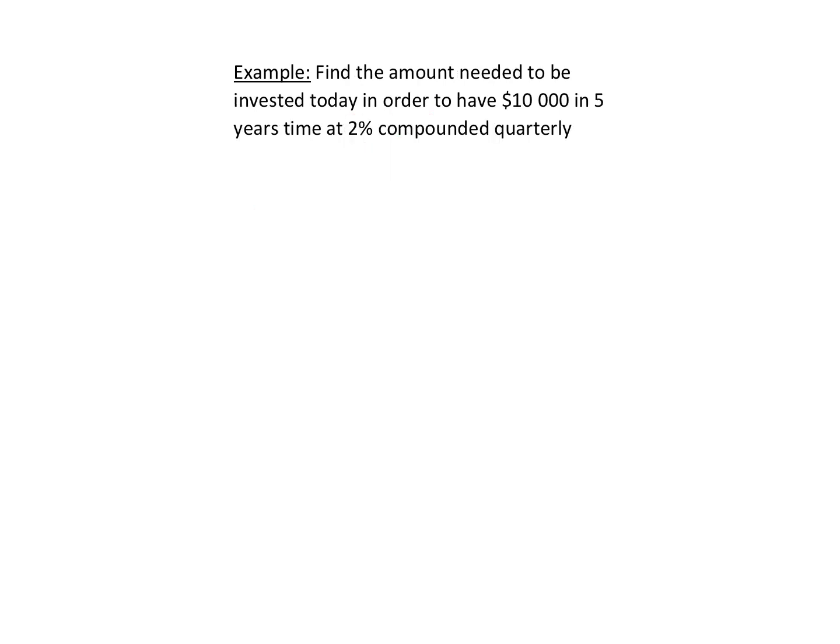Okay, the second example, find the amount needed to be invested today. So that means we want the starting amount. This time we want $10,000, so that's our end amount, in 5 years at 2% compounded quarterly. So my interest is going to be 2% compounded quarterly. So that's 4 times a year. So 2% 4 times a year. The n is going to be 4 times a year, quarterly, for 5 years. So n is going to be 20.